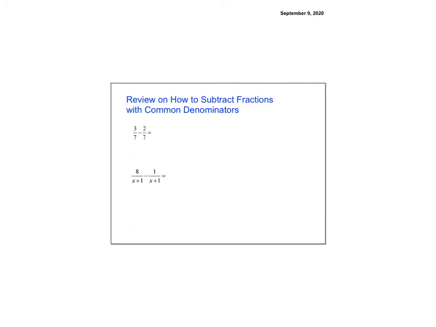Now let's review on how to subtract fractions here with common denominators. So again, if they have a common denominator, you can just write it down and then subtract your numerators. So 3 minus 2 there is 1. So we simply get 1/7. Likewise with the next one here, the common denominator here of x plus 1, you can go ahead and subtract your numerators there, and we get 7 over x plus 1.